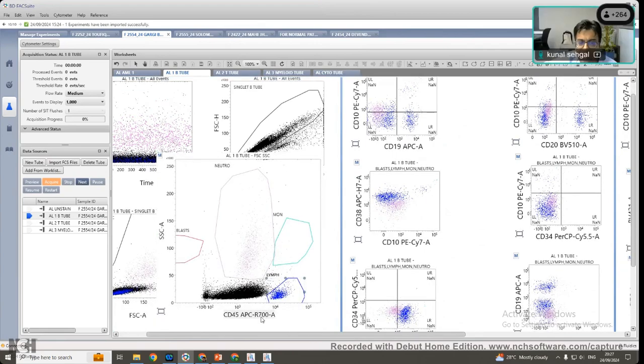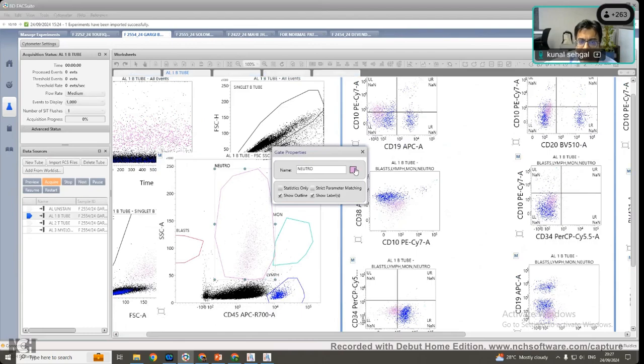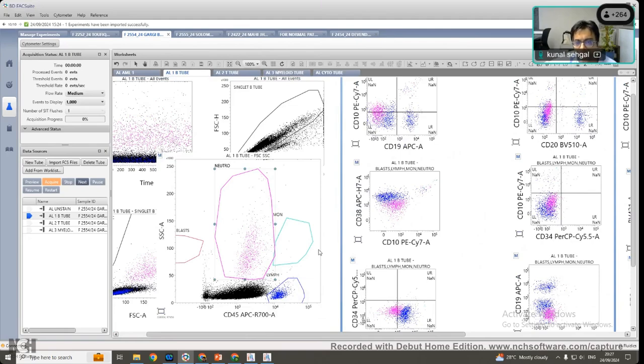This is a CD45 positive, side scatter plot. I have two populations, one blue and one pink. I want one student to tell me what is the blue population, and one to tell me what is the pink population. This is a peripheral blood sample. Sir, the blue population is the lymphocyte, sir. Excellent. And the pink population? This is the granulocyte, sir.